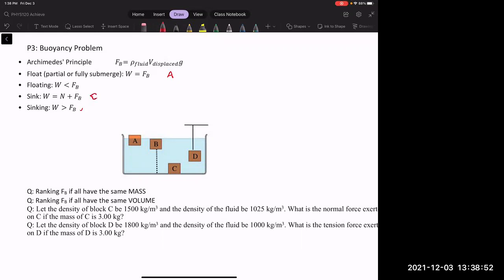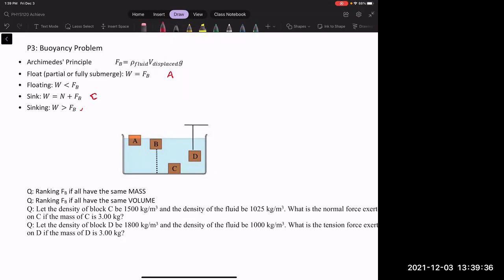If you have anything that sinks to the bottom, then you're going to have a normal force coming from the bottom of the tank that applies to the block. So the weight is going to be equal to the supporting force plus the buoyancy force. That is the situation for block C. Now, if you look at D, then you have a string, so you have to consider the string. It depends on which direction the string is, then the direction might be different. So let's draw a free body diagram for these two situations and see the difference.